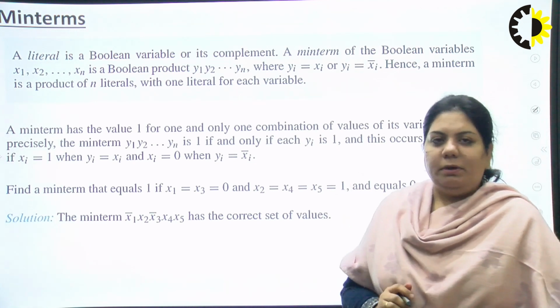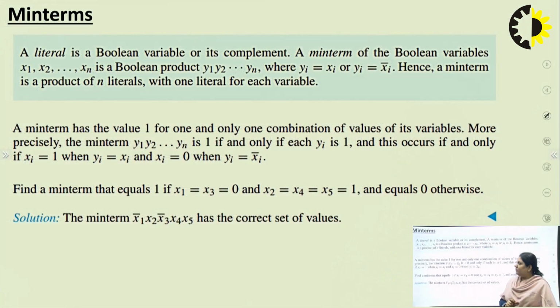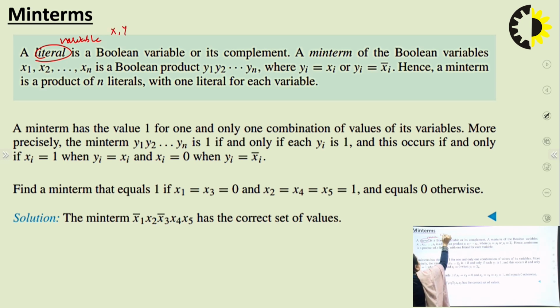So in K-map, first of all, we will discuss some of the terms that need to be discussed before discussing the K-map. The first one is min term. What are min terms? Min terms are a literal in a Boolean variable. What is a literal? A literal is a variable like x, y or z. So a literal is a Boolean variable or its complement. Its complement we can say x dash, y dash or z dash.